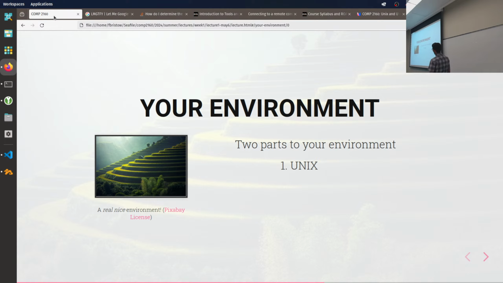Linux is the environment that we're going to be using, and the other half of the environment that we're going to be looking at is text editors. Most of you are using VS Code, and I'm going to do my very best to convince you otherwise for the purposes of this course.